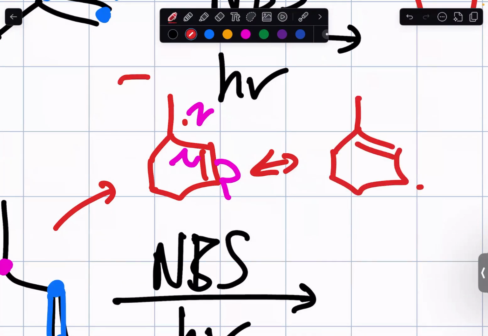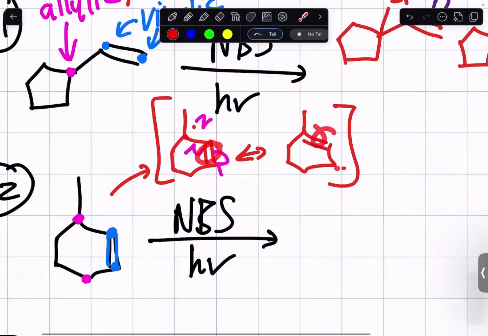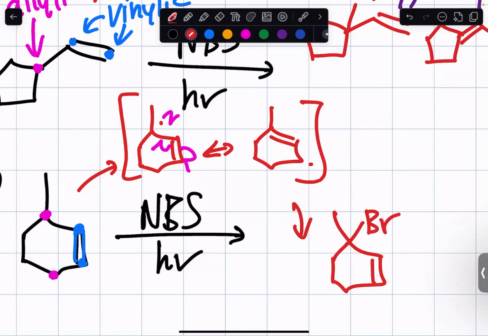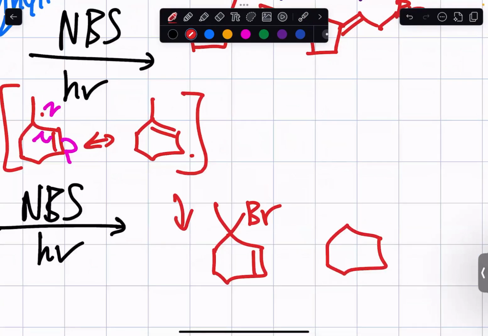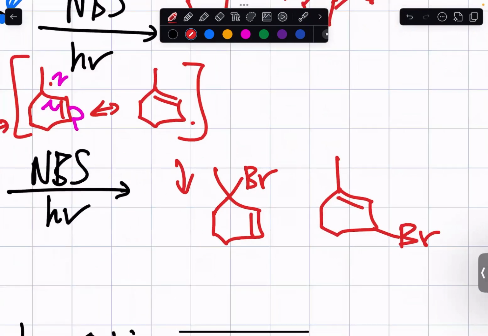like that, right? Where I have a radical here, alkene here. And to get the final products, I just attach the bromine to wherever the radical was, wherever that carbon radical was. Like this. And like that as well.